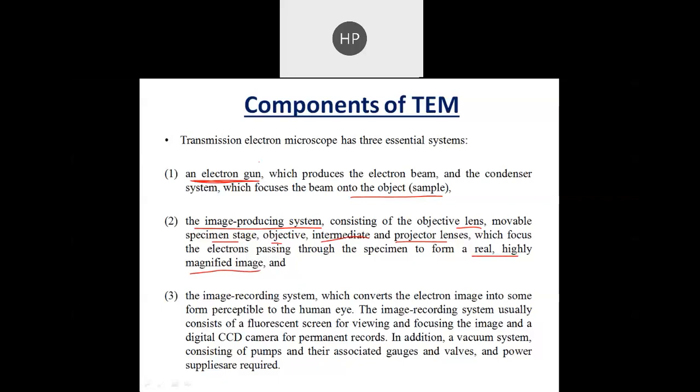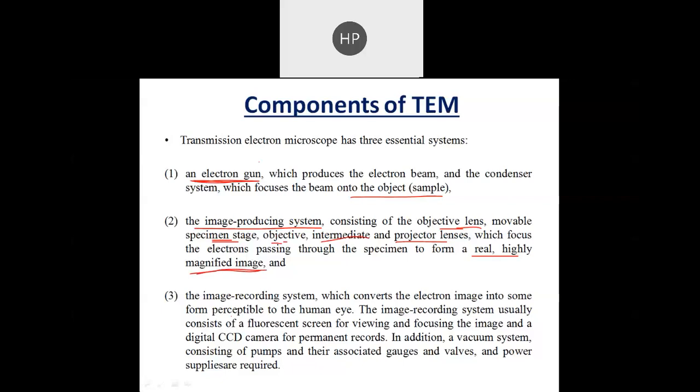Okay, so whatever beam is focused on an object will pass through that object, and then we have this objective lens. We have to focus that beam on a specimen. We have a movable stage. This objective, intermediate, and projector lens will collect the beam and form a real and highly magnified image. So this is the image producing system.